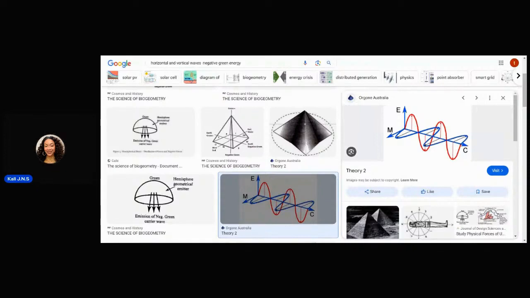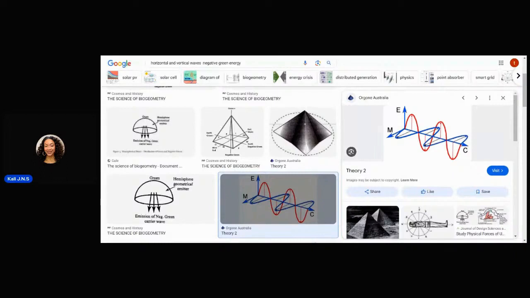And so the horizontal magnetic frequency of the negative green is actually the one that is the positive one for humans. Okay. And if you have a cat, that horizontal wave is harmful to the cat, though. So the vertical wave is beneficial to the cat, but the horizontal wave is harmful to the cat. Same with termites and ants.